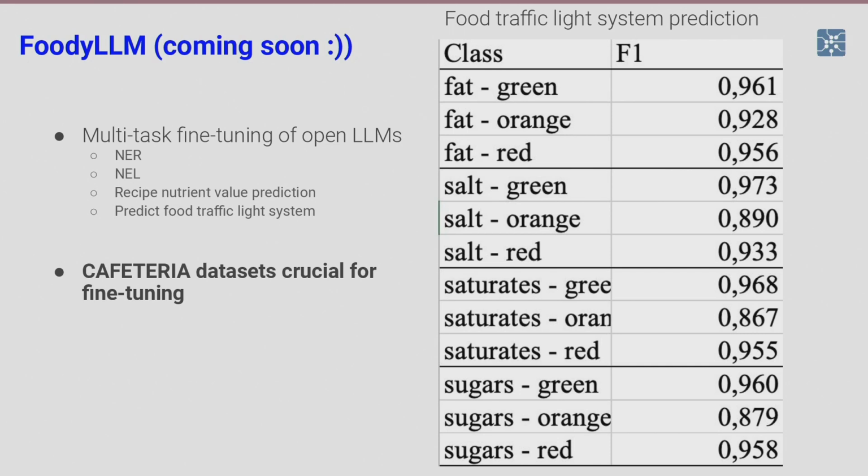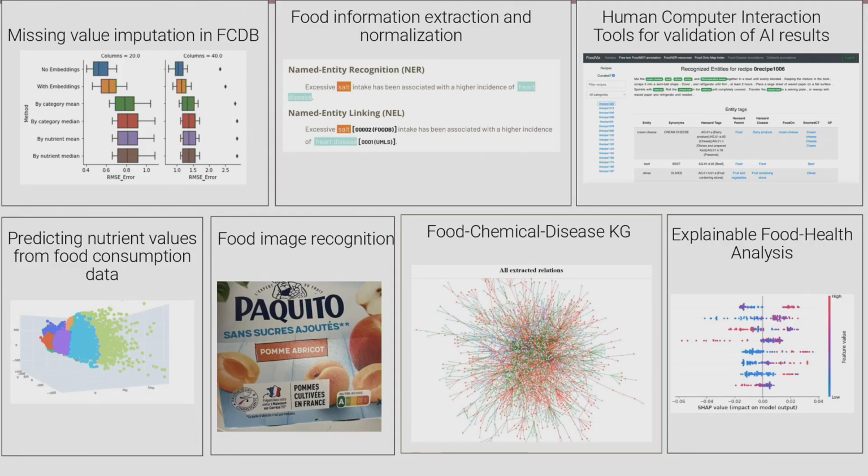You can use this to do the linking to FoodOn, to SNOMED, CiTy, to whatever you want to do for this semantics. And maybe this is the last slide. What else are we working on a lot? Missing value imputation in food composition databases.